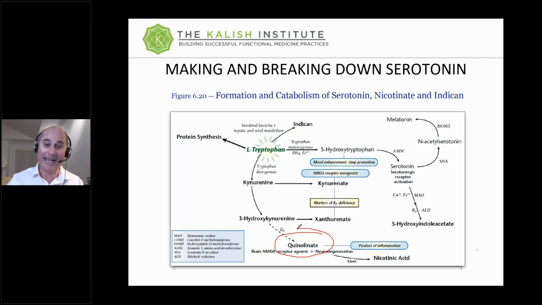And then quinolinic acid, or quinolinate, that is a neurotoxin. That is an inflammatory byproduct. It's a product of inflammation. See right there, product of inflammation, and it causes damage to the nerve cells themselves. Kynurenate is not a neurotoxin. In fact, somebody just yesterday said, but kynurenate is neuroprotective. Well, when your brain is inflamed, your brain does these things to try to protect your brain. That doesn't mean that it's an overall good thing.